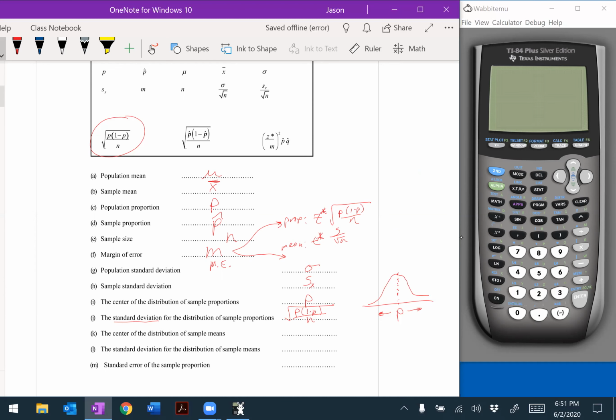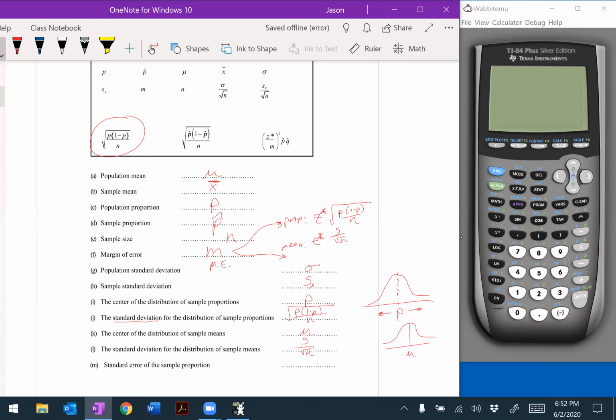What's the center of the distribution of sample means? Well, that's just mu. What's the standard deviation for the distribution of sample means? Well, again, that's the standard error, which is S over the square root of N.